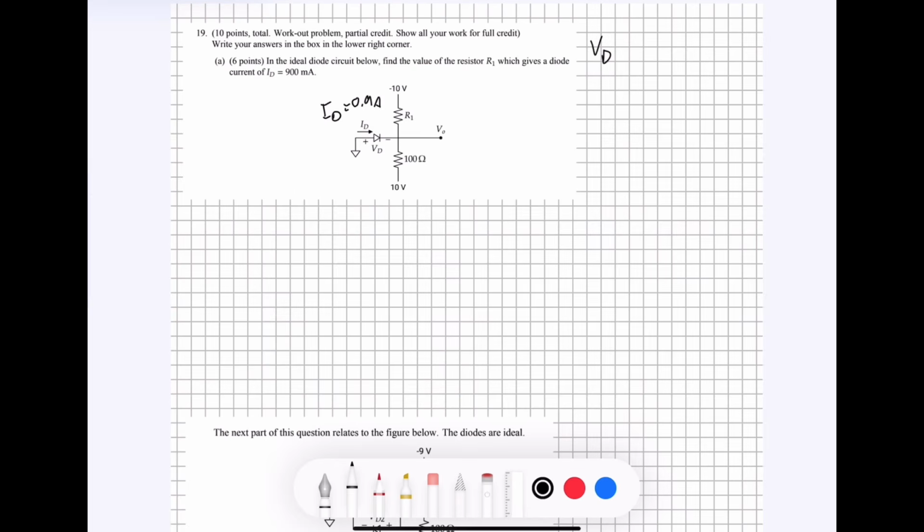So we know that VD is equal to 0, and that of course means that here at this node, that is going to be essentially a ground. So the voltage at V0 is also equal to 0 volts because there has been no voltage drop to get to this point so far from the ground, which was on the other side of the diode right here.